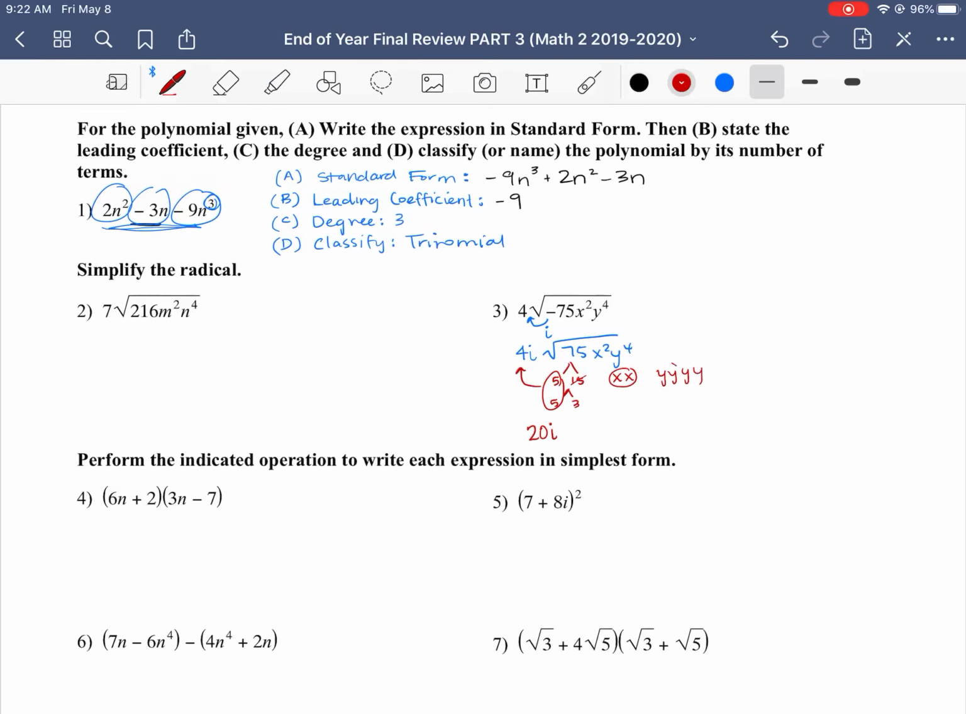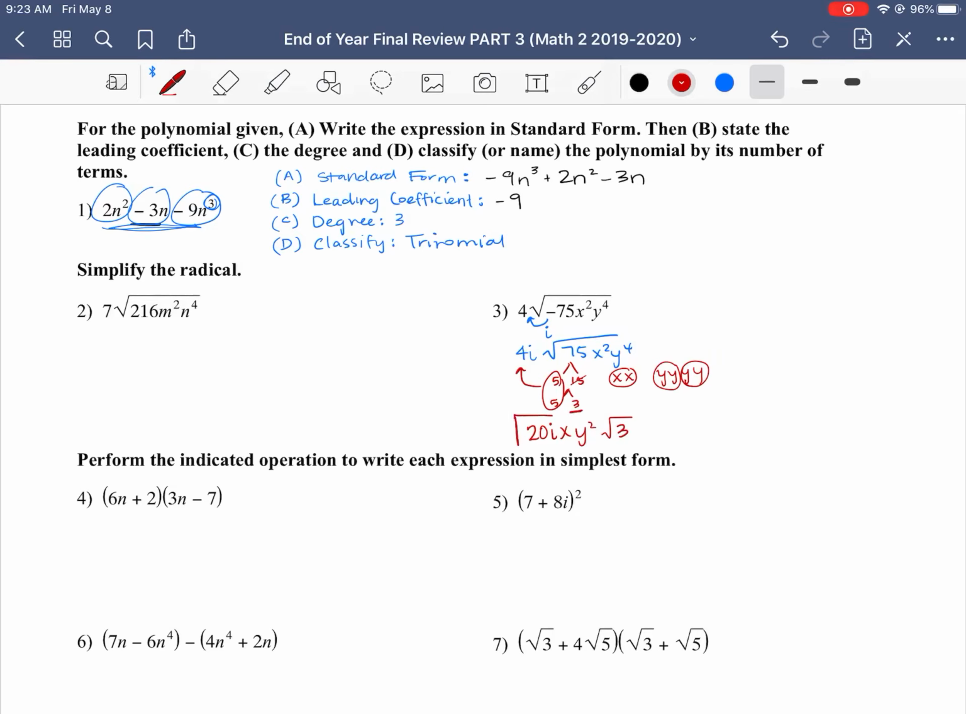Let's look at our variables. So we've got 2 x's there, that makes a group. We've got 4 y's, that makes a group, and another group. So we're going to bring out an x for that group of x's, and there's 2 y's, so we're going to have y squared. And then remember, we put anything not in a group back in.